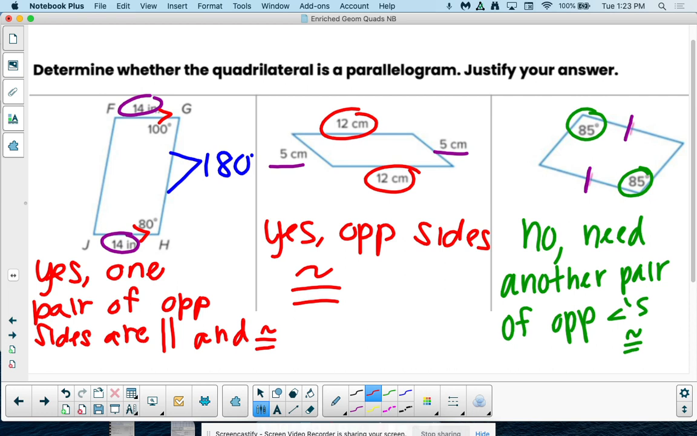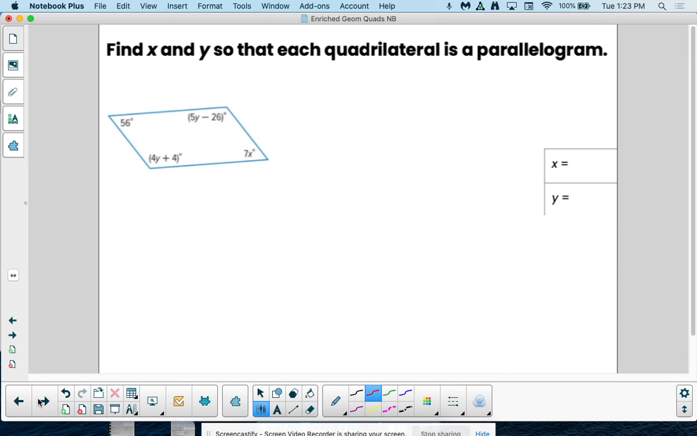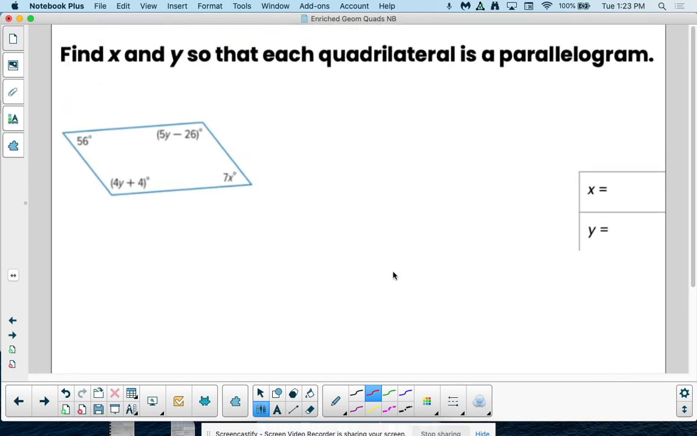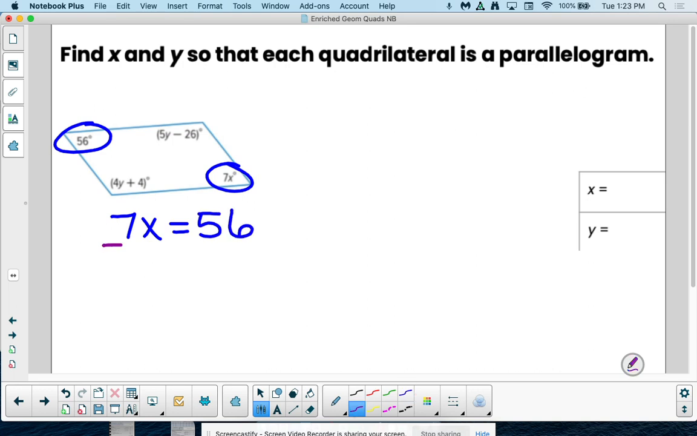Now these next ones are just like yesterday. We are trying to figure out the values of x and y so that it would be a parallelogram. So if we look here, you guys want to find x first or y? X. Okay, what's an equation we can write for x? 7x equals 56. Right, its opposite angles are congruent. X equals 8. That wasn't too bad.